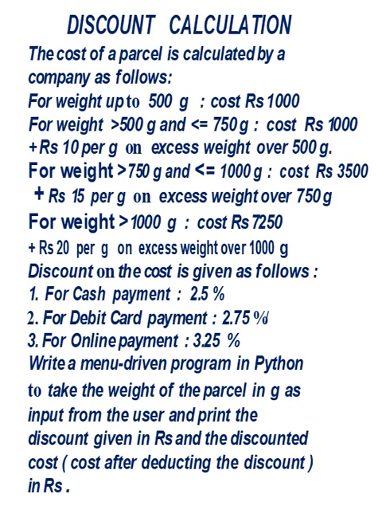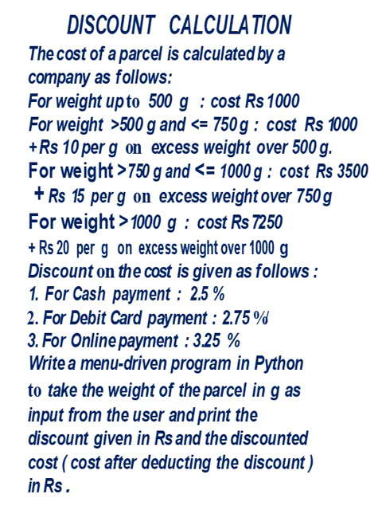Discount calculation. The cost of a parcel is calculated by a company as follows. For weight up to 500 grams, cost rupees 1000. For weight greater than 500 grams and less than equal to 750 grams, cost rupees 1000 plus rupees 10 per gram on excess weight over 500 grams.